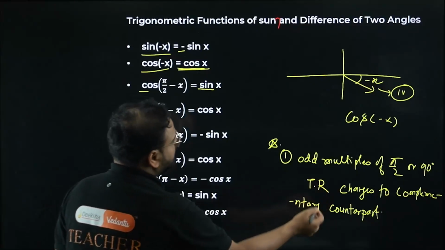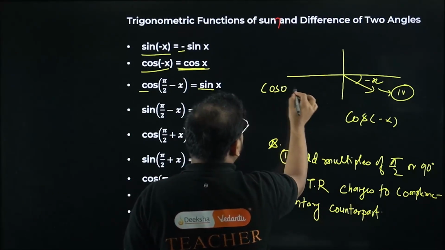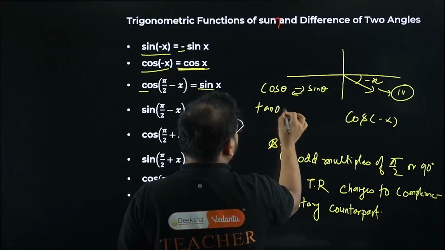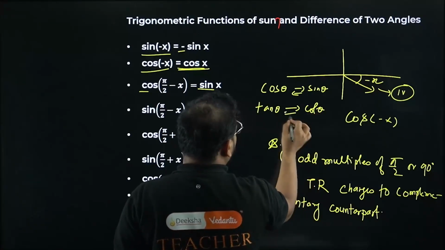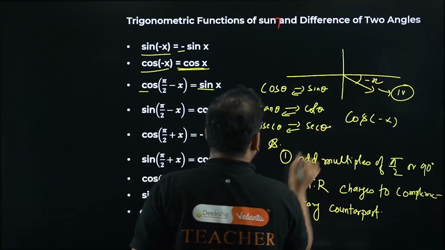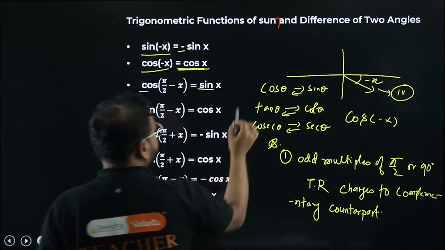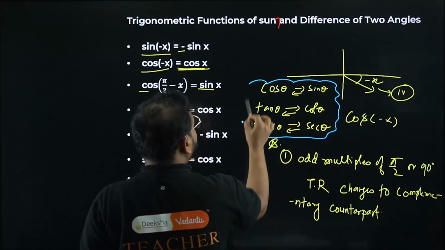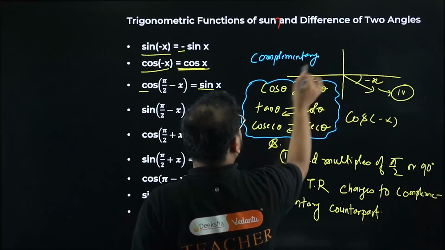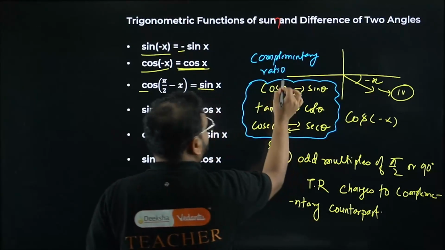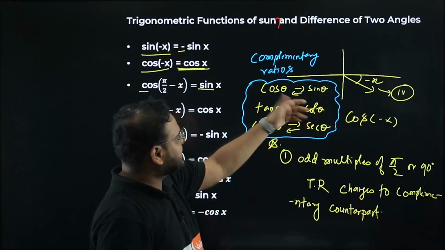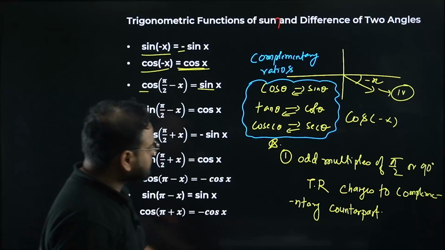You know the complementary ratios, right? You have the pairs cos theta and sin theta, and vice versa. You have tan theta and cot theta, and you have cosec theta and sec theta. These are the complementary counterparts that you have. I hope this is clear. So cos theta becomes sin theta, sin becomes cos, and so on. This is how it works.